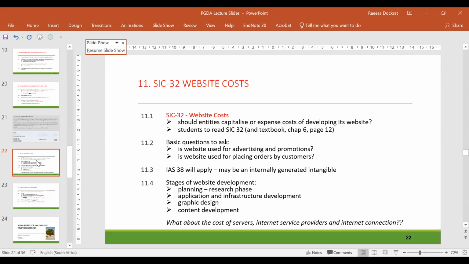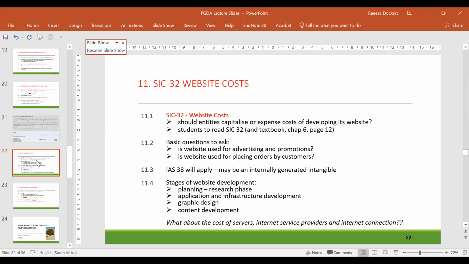So as long as it directly relates to preparing the website and getting that website to its intended use, then these costs can be capitalized. And they include costs like our employee costs, our design costs, our license fees, and the cost to purchase content for the website, and all of that can be capitalized.